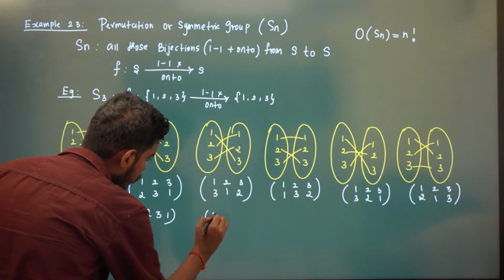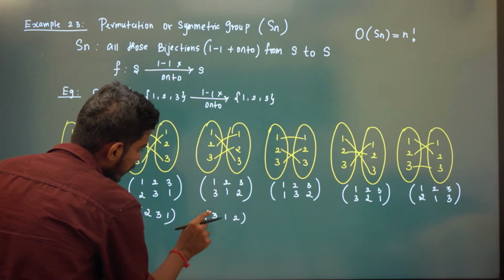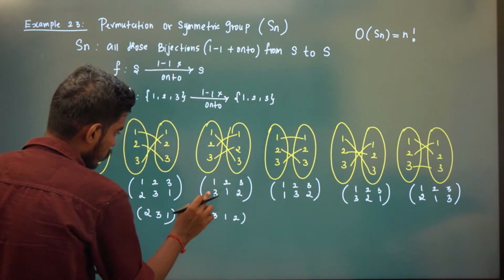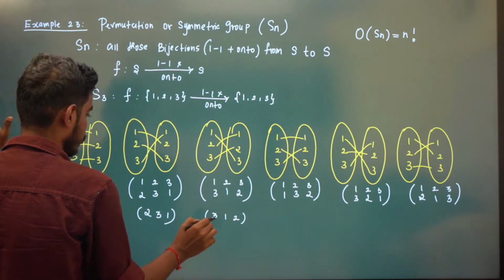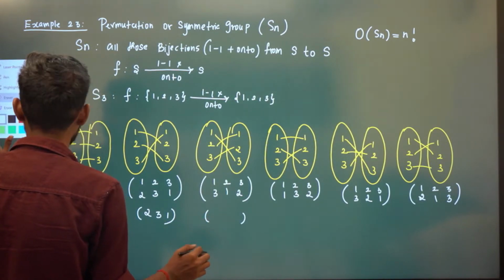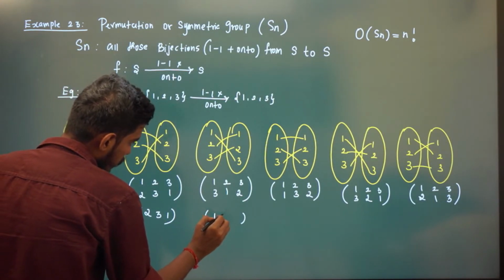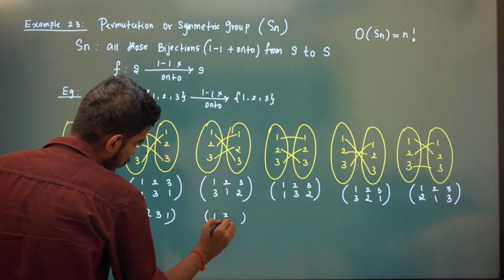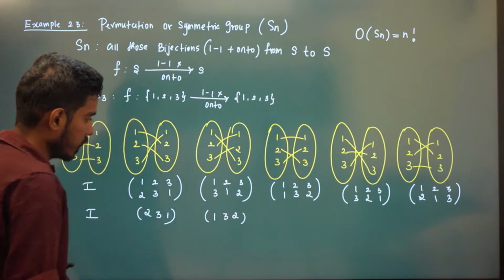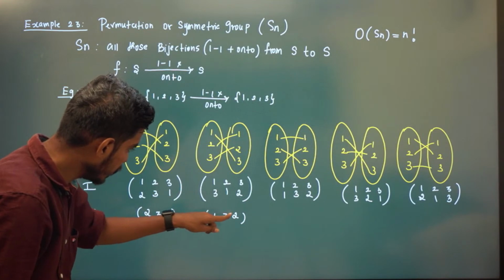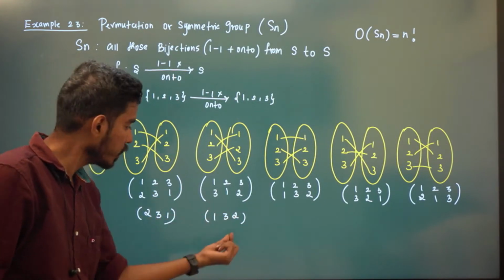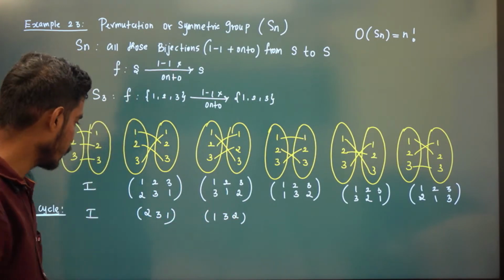Here how do you write it? 1 goes to 3, 3 goes to 2, 2 goes to 1, so 1, 3, 2. You need to come in this order. This is the representation of cycle form.